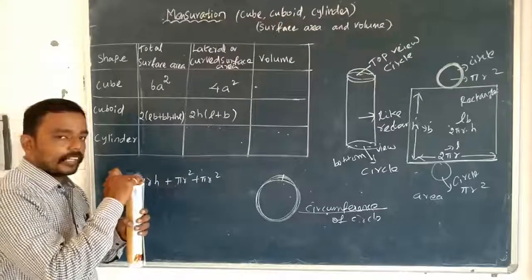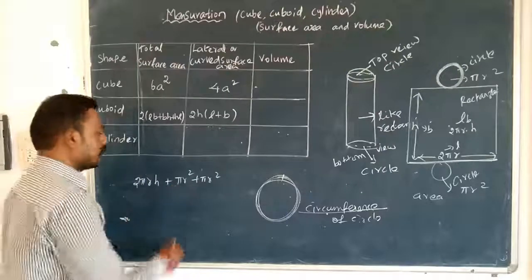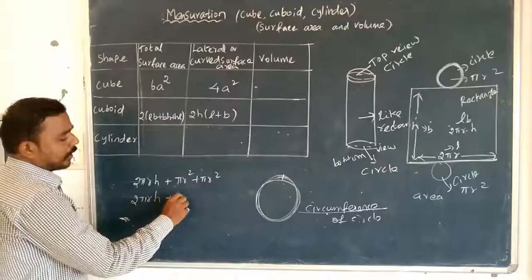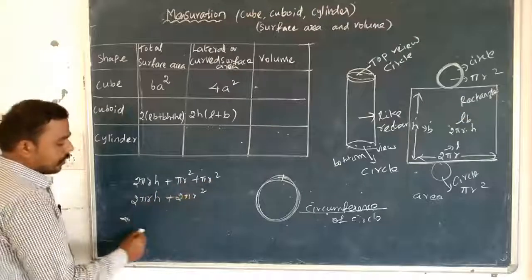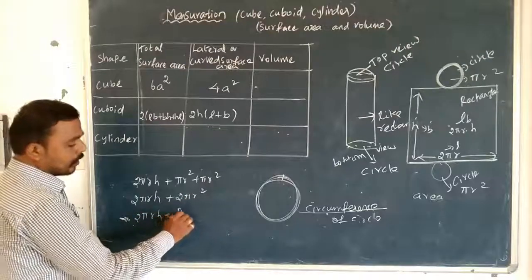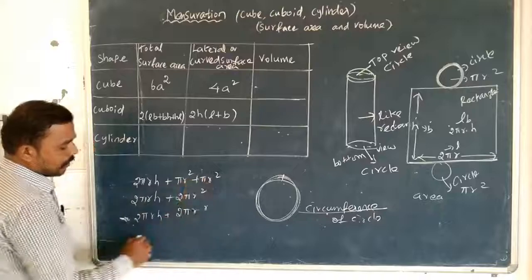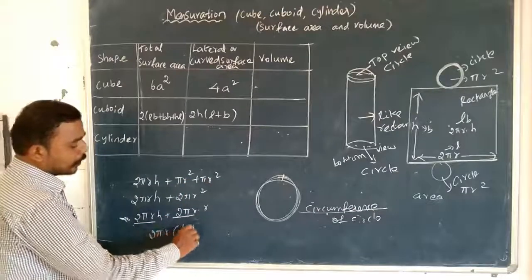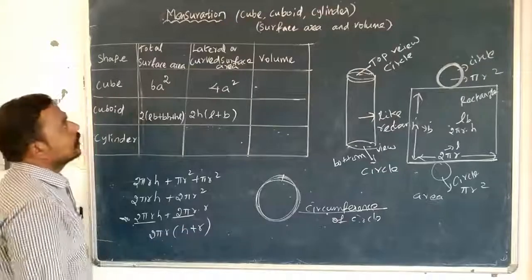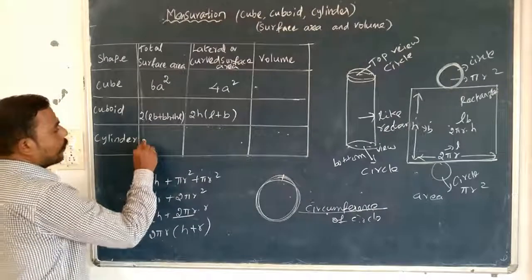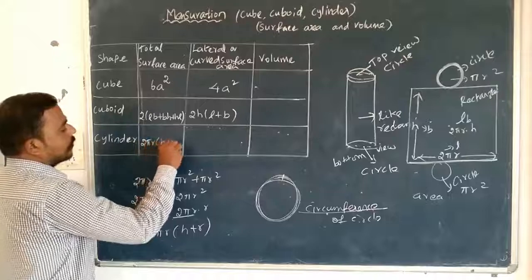Top side area is pi r square, bottom side also pi r square. Now this one we can write in a simple form. So pi r square plus pi r square is 2 pi r square. We can write 2 pi r into h plus, we can split r square as r into r, so 2 pi into r into r. Now 2 pi r is common, so we can write 2 pi r into (h plus r). Now the total surface area of a cylinder is 2 pi r into (h plus r).